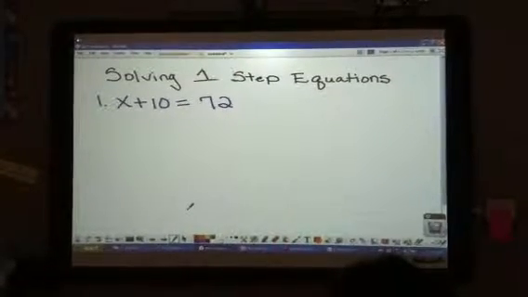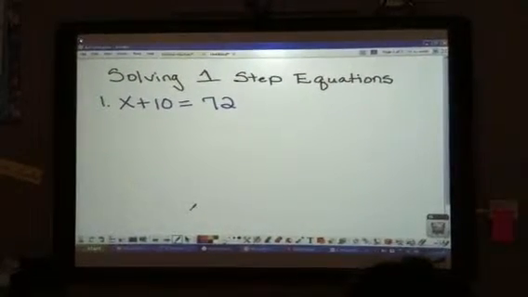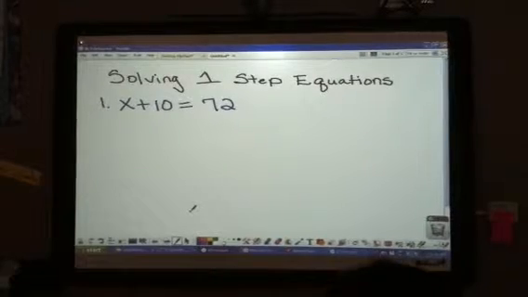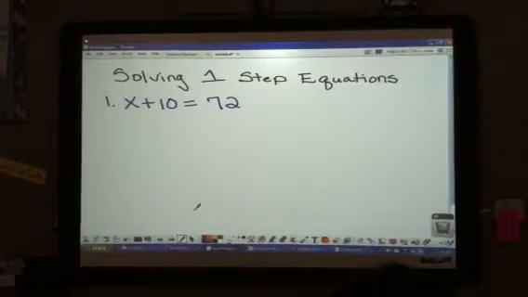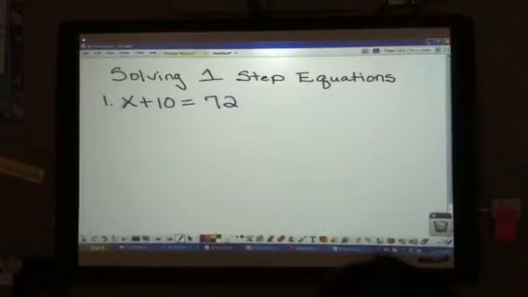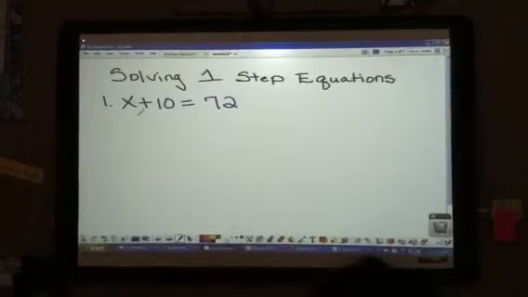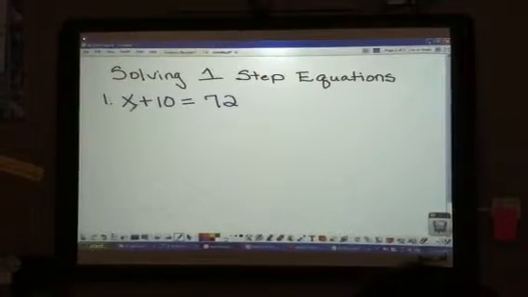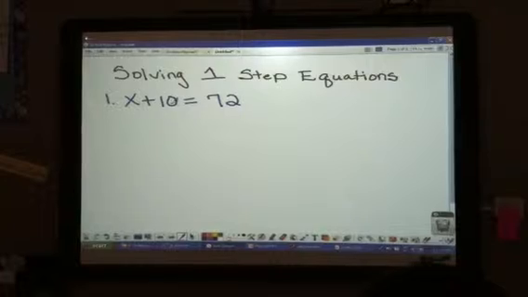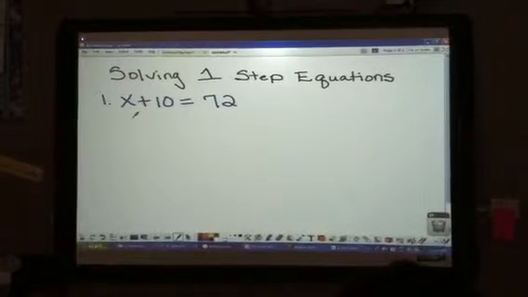Okay, today we're going to be talking about solving one-step equations. And in Chapter 2, we discussed how we could use mental math to actually solve for x. So we were able to ask ourselves, well, what can I add to x to get 72? And obviously our students were able to come up with 62.